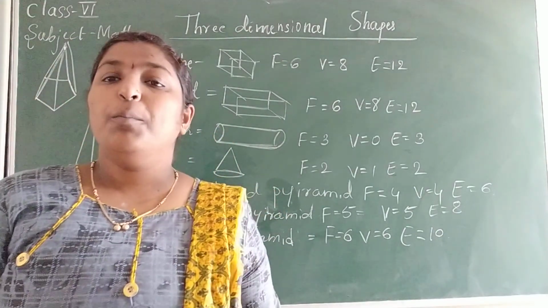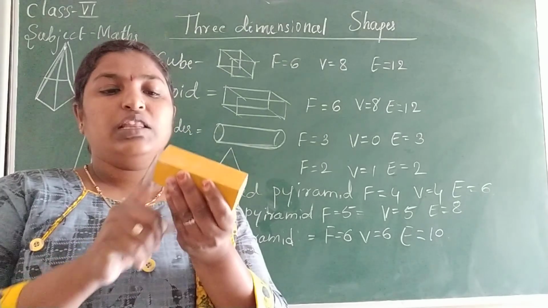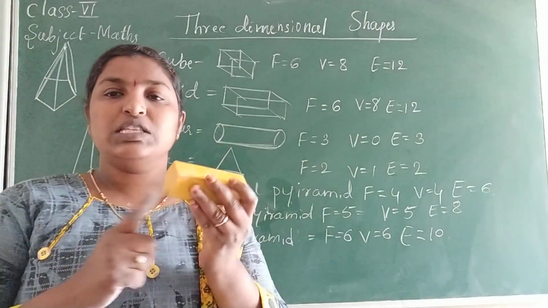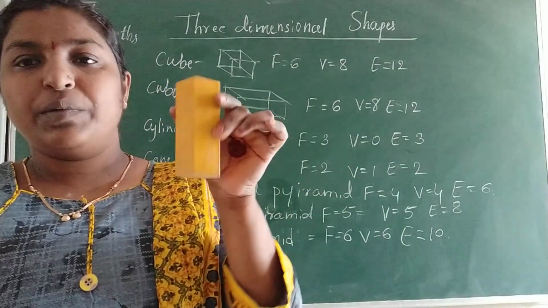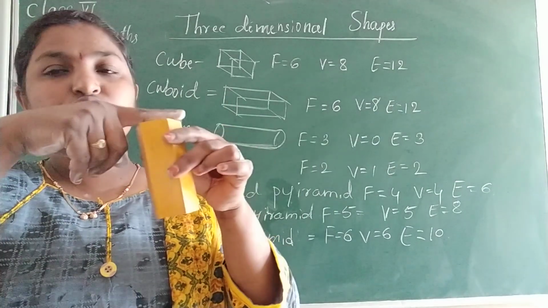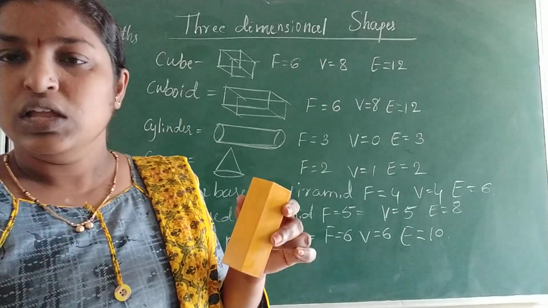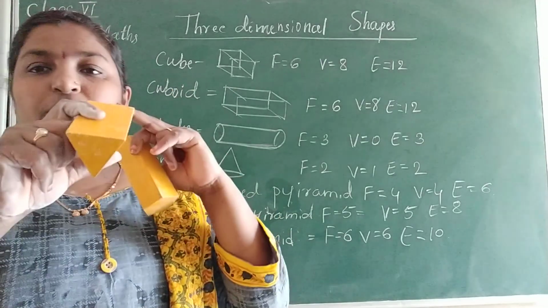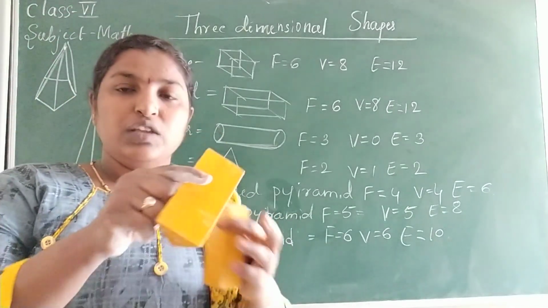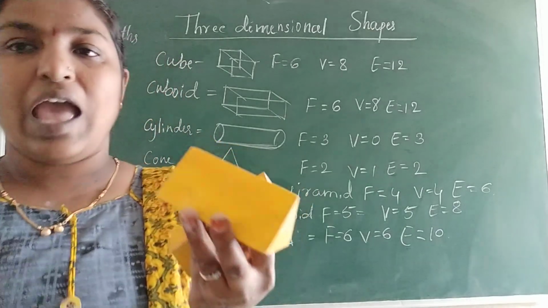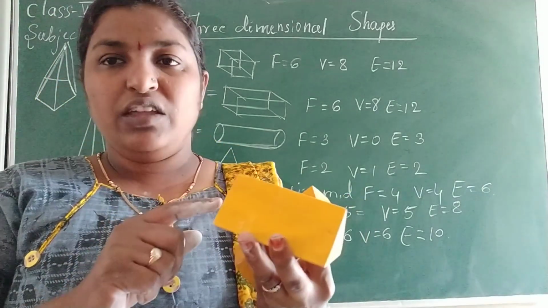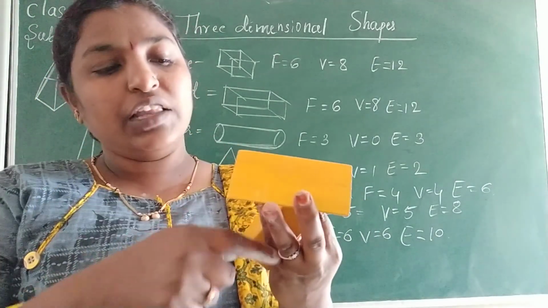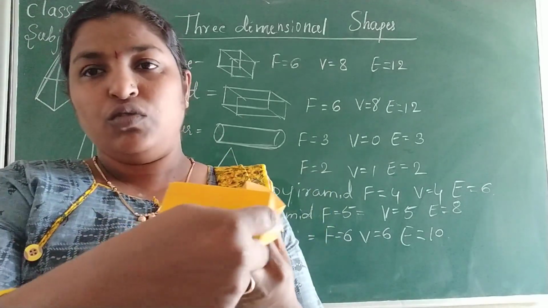Then we will come to the prism. In a prism, both the bases will be the same. This is a pentagonal prism. Here also a pentagon, here also a pentagon. This is a triangular prism. So here also a triangle will be there, here also a triangle will be there. How many faces does a triangular prism have? Side 3, 4, 5. Yes.